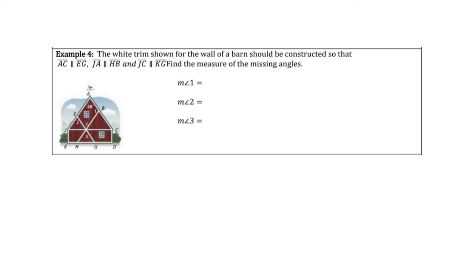This last problem is kind of like a picture word problem, but essentially it's multiple lines, and we're trying to find the transversals and parallel lines in it in order to find the measure of the missing angles given an angle measure. It says the white trim shown for the wall of the barn should be constructed so that AC is parallel to EG.